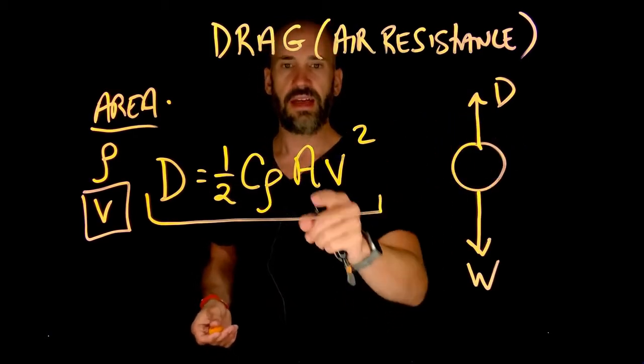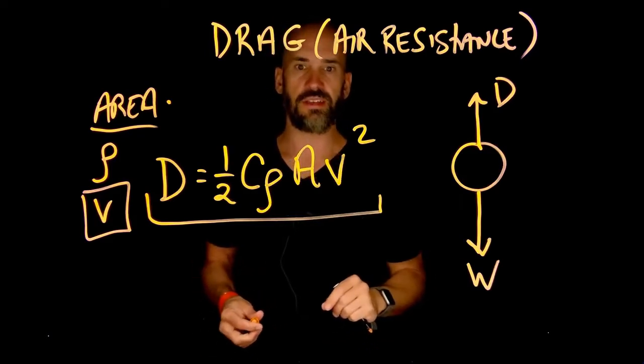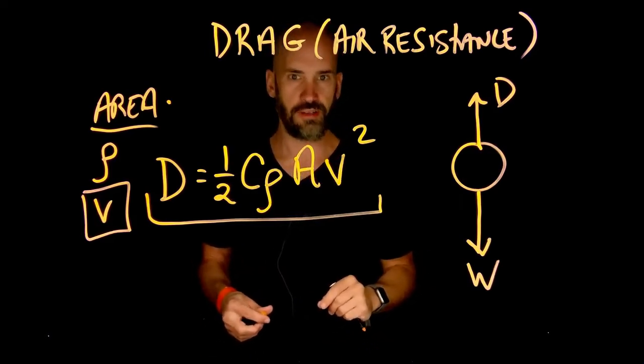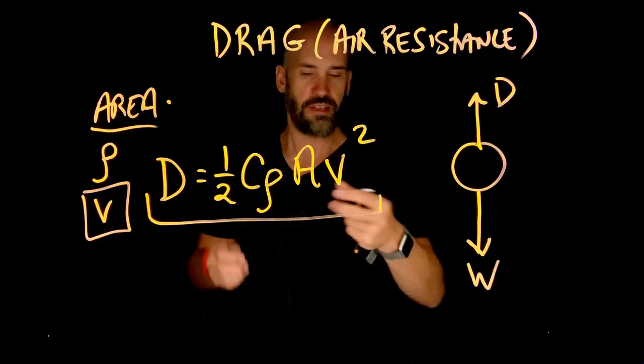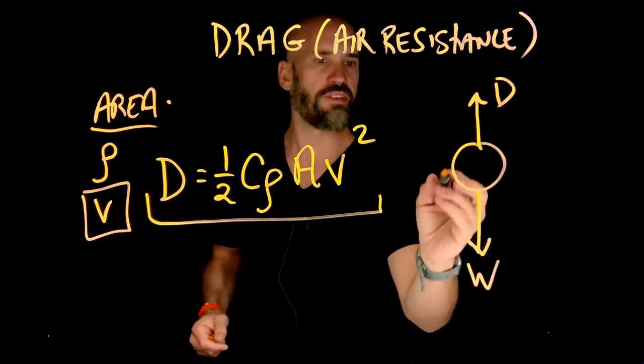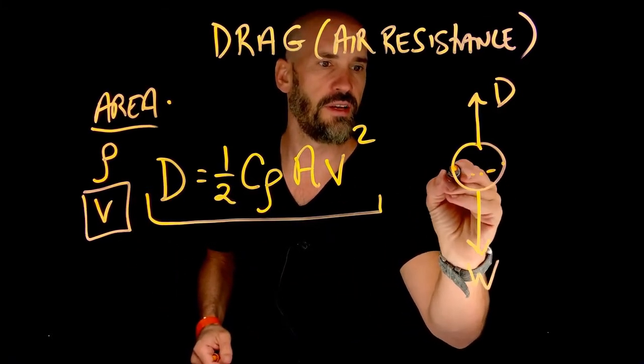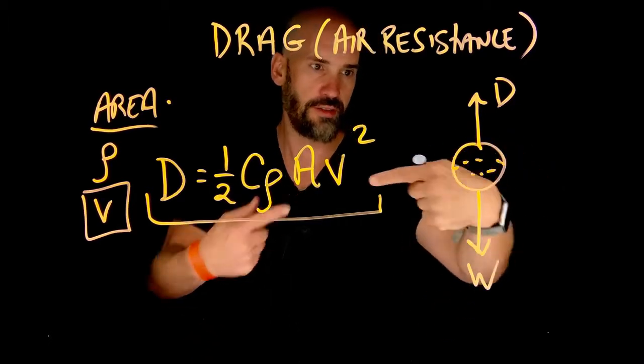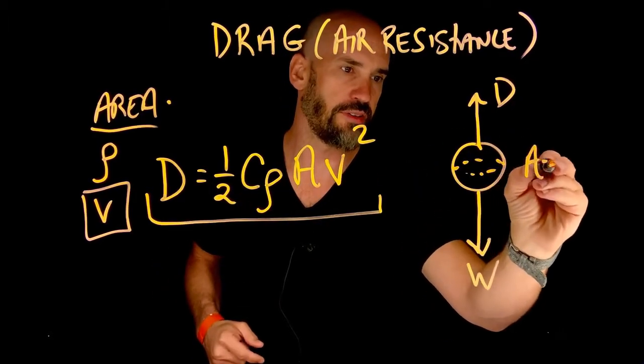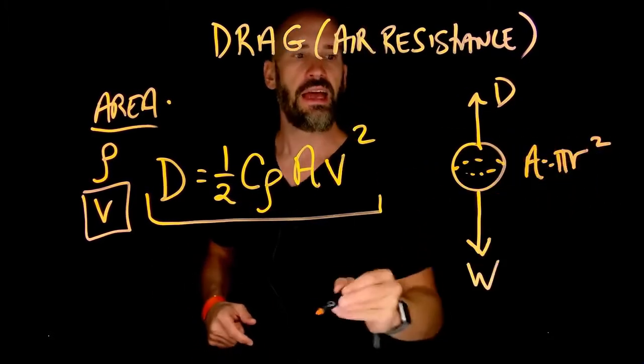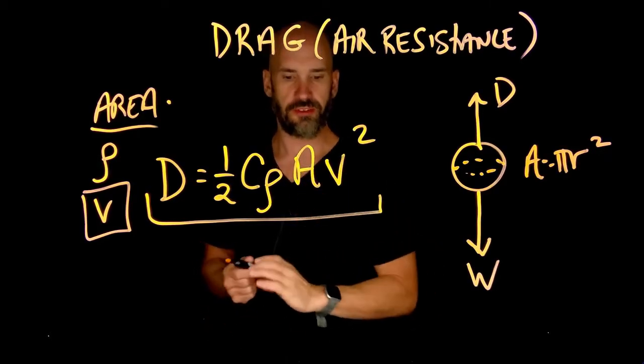What is the density of air? A is the cross-sectional area of the thing that's falling. Like how wide is it? The cross-sectional area of a sphere like this would be a circle, so in this case it would be pi r squared, okay? And then v is the velocity, how fast something's going.